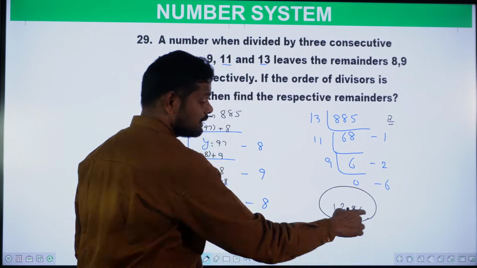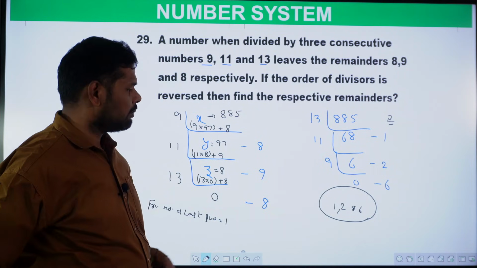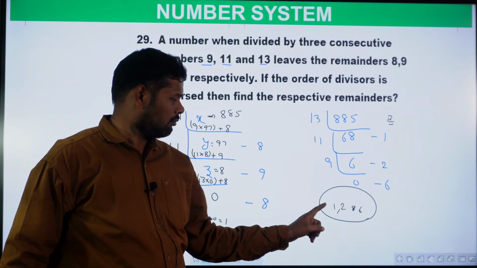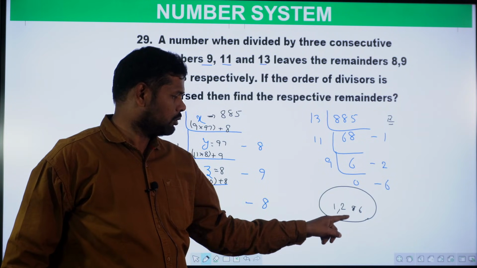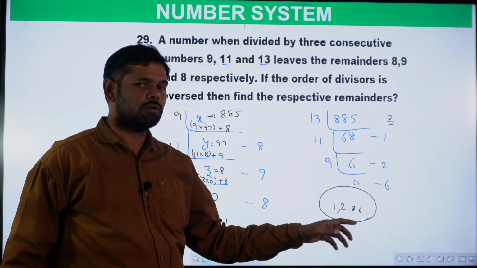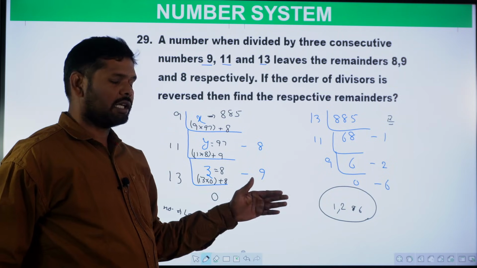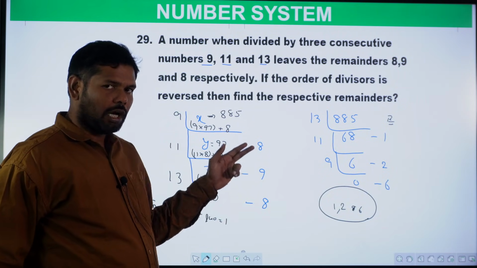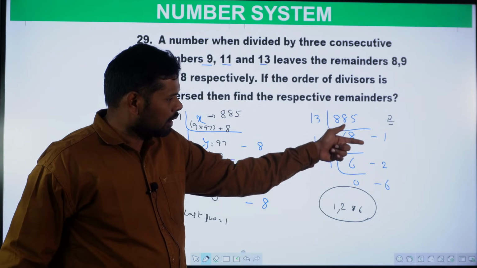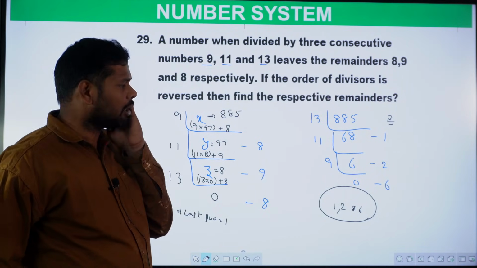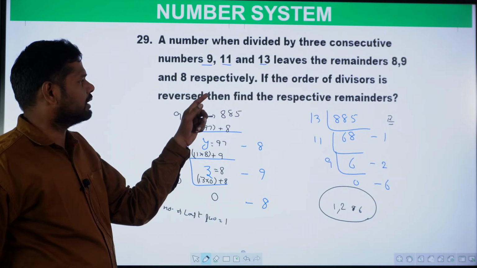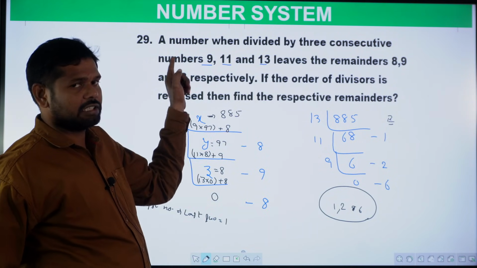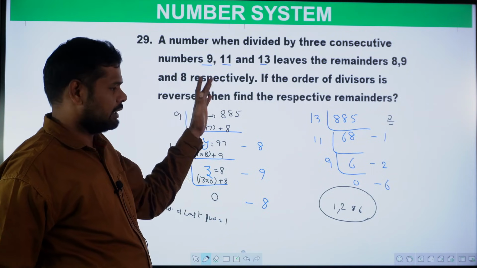The order of the remainders is also important. Sometimes the options have 1, 6, 2 or 1, 2 and 6 or 2, 1, 6 or 6, 1, 2, like that. The remainders may vary in order in the options, so the order is always important. 1, 2 and 6 are the respective remainders when the number is divided by the reversed divisors 13, 11 and 9, instead of 9, 11, 13.